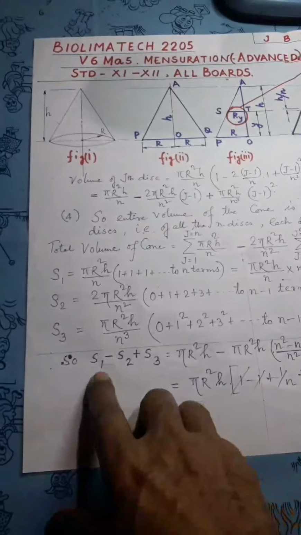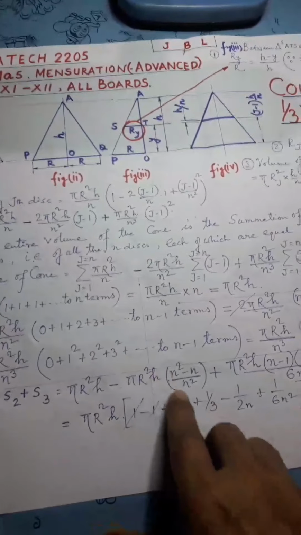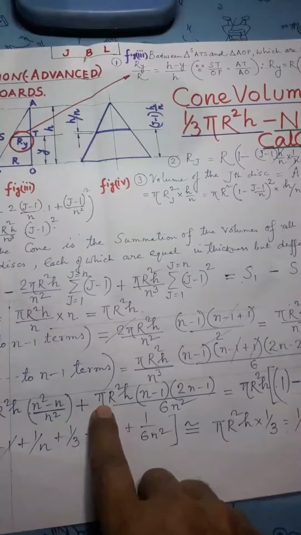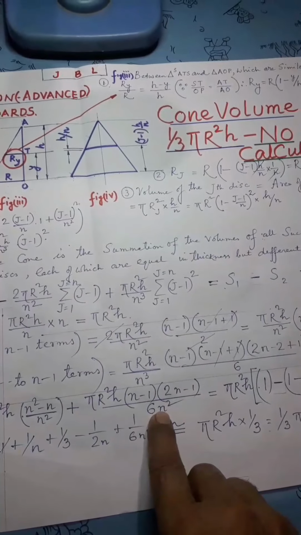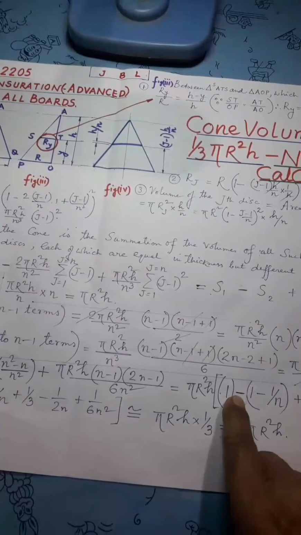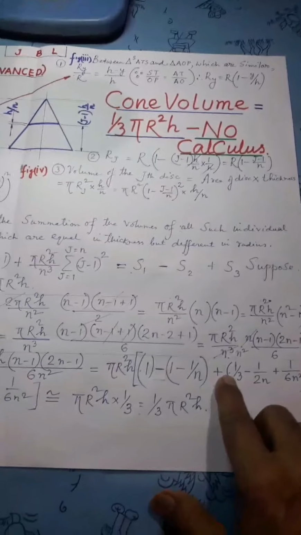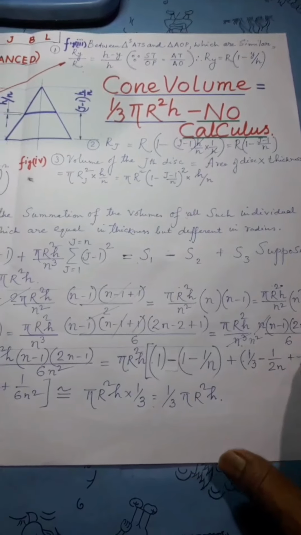So the total expression for the entire volume of the cone is S1 minus S2 plus S3, that is pi r square h minus pi r square h into n square minus n upon n square plus pi r square h into n minus 1 into 2n minus 1 upon 6n square. Taking pi r square h common, we get 1 minus, within bracket, 1 minus 1 by n, and then plus 1/3 minus 1 by 2n plus 1 by 6n square.